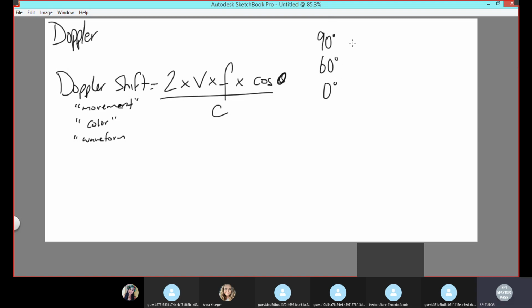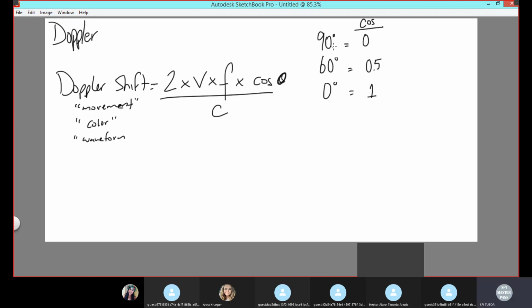These are the 3 angles that you should know. And these 3 angles have a cosine value attached to each of them. And they're very simple numbers. 90 degrees is 0. 60 degrees is 0.5. And 0 degrees is 1. So they're all within 0.5 of each other. That's all it is. 0.5 of each other, from 0 to 1.